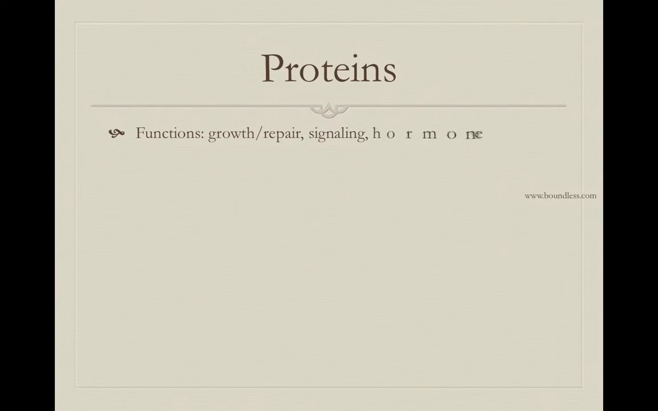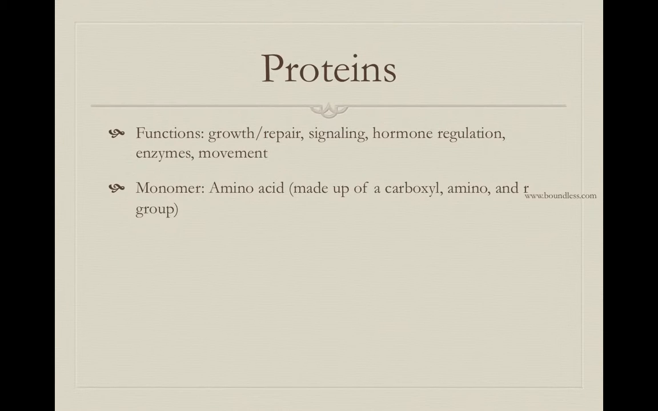Proteins. Proteins also have a couple of different functions. They're useful in growth and repair, signaling, hormone regulation, enzymes, and in movement. A monomer of protein is an amino acid. It's made up of a carboxyl group, an amino group, and an R group. And the carboxyl group and the amino group don't change, but the R group does. The polymer is a polypeptide that's just a long chain of amino acids.